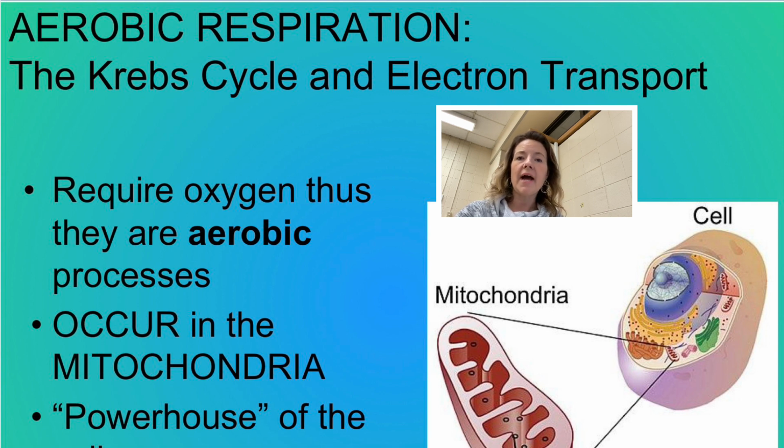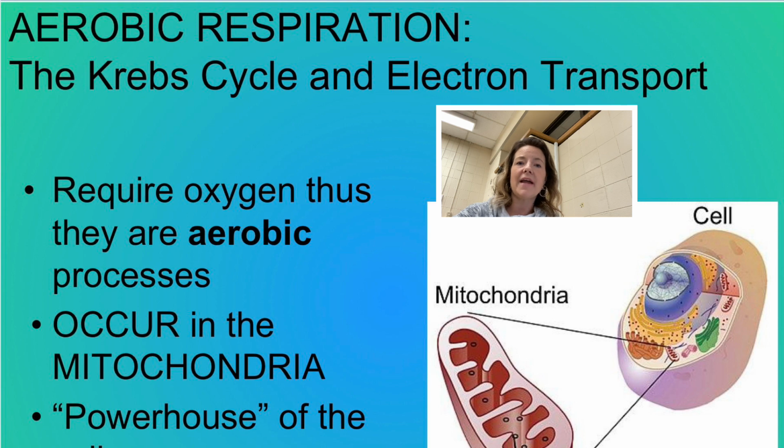And so requiring oxygen is going to mean that they are going to make more energy. And so these two processes, the Krebs cycle and the electron transport chain, are going to take place in the mitochondria. And in the mitochondria, they are going to be making lots and lots of energy. So you need to fill in your notes that this occurs in the mitochondria. You need to fill in that this requires oxygen. It is aerobic. And the mitochondria, remember, we have learned, is the powerhouse of the cell.